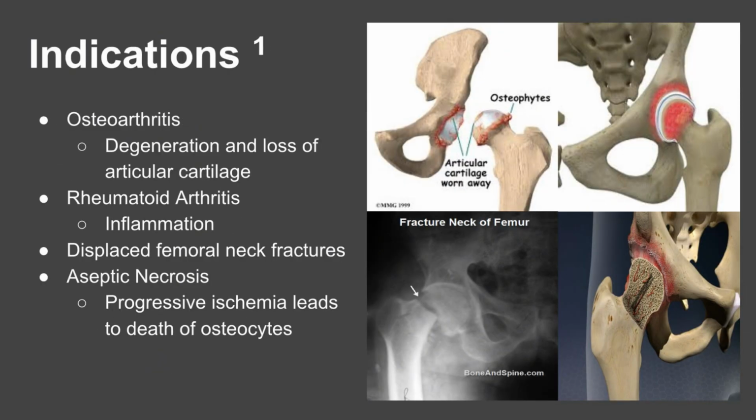Indications. Some indications are osteoarthritis, which is degeneration and loss of the articular cartilage; rheumatoid arthritis, which is basically inflammation of the joint; displaced femoral neck fractures; and aseptic necrosis, which is basically progressive ischemia that leads to the death of the osteocytes. And here are a few pictures that represent each indication.